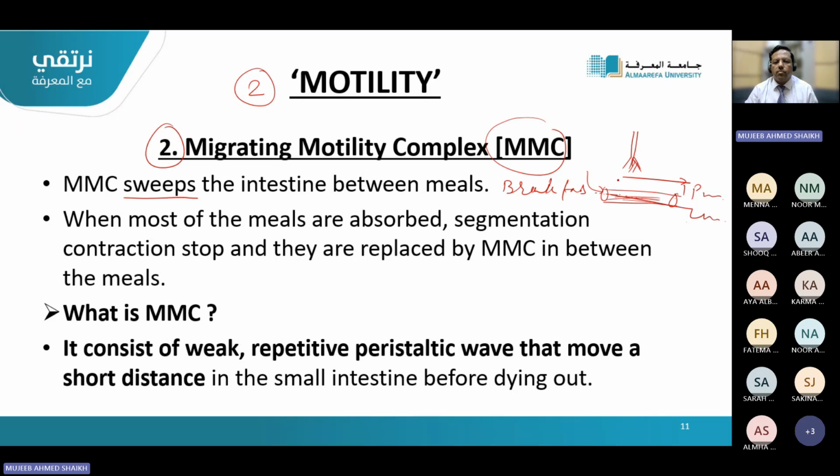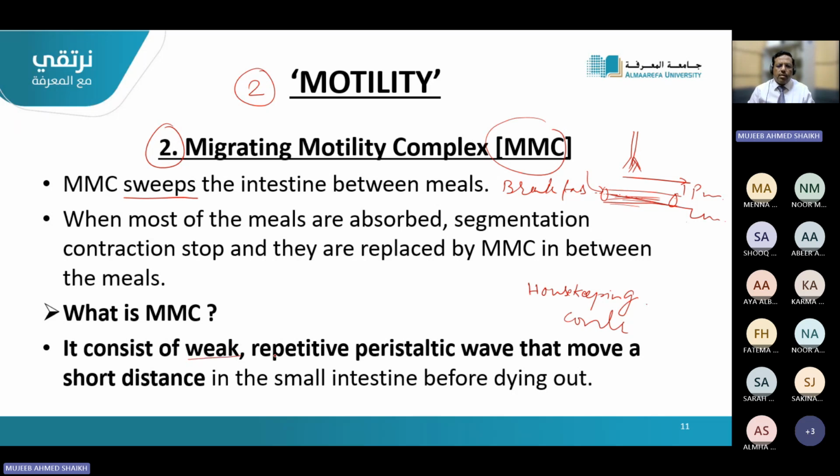The lunch, the another food is coming. That's why it will clean the small intestine. That's why it is known as housekeeping contraction also. MMC is also known as housekeeping contraction because they will sweep all the material from small intestine to the large intestine. How does it look like?